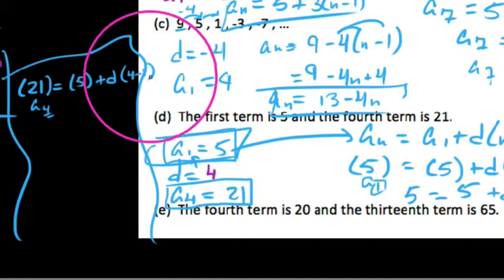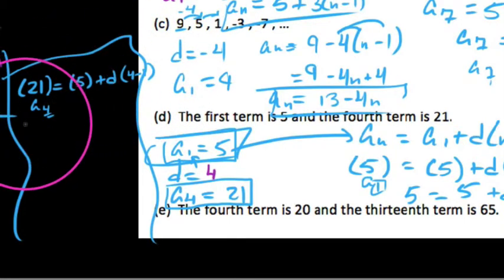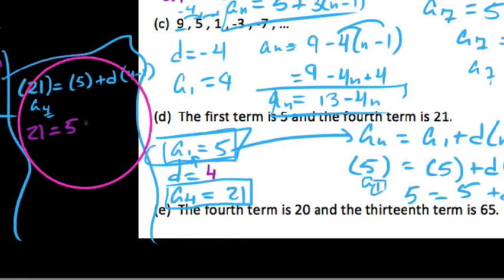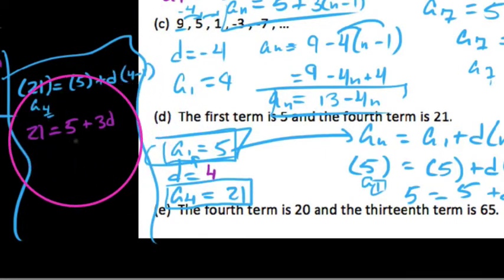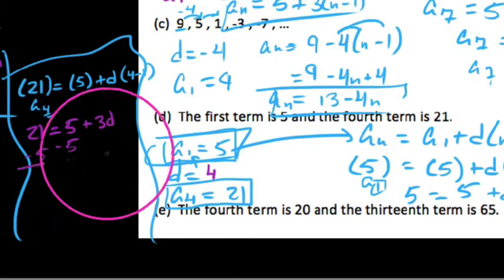So we say 4 minus 1. So we're going to simplify this up a bit. We say 21 equals 5 plus, now d times 4 minus 1 is 3 times d. And so now we could solve for d just by isolating the d.